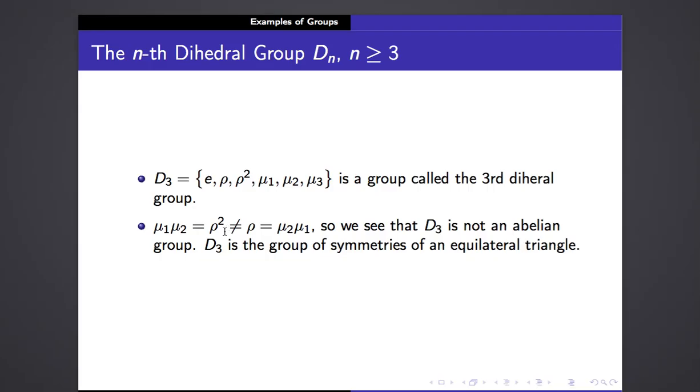Mu1, mu2 is rho squared, and mu2, mu1 is rho. These are not the same. So D3, unlike the Klein 4 group, is not an abelian group. And D3 is in fact the group of symmetries of an equilateral triangle, as you saw earlier. So geometrically, D3 is the group of symmetries of an equilateral triangle.